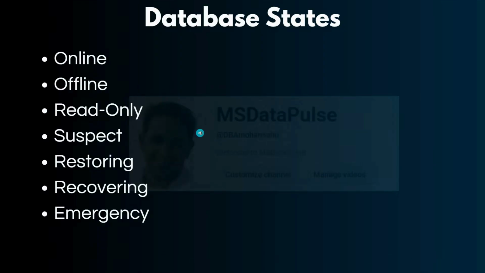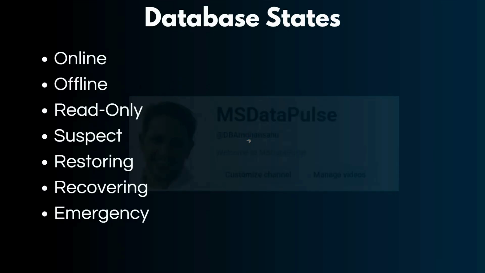Second is the offline state. It means the database was explicitly taken down by an administrator. In this case, the files are still on the disk, but the SQL Server engine has closed them, and no one can connect to it. Why do we use it? To move the database files to a different drive, or to ensure no one is using the database during maintenance. To make the database offline, you can simply right-click on the database, go to Tasks, and make it offline. You will mostly use this while moving your database files from one disk to another.